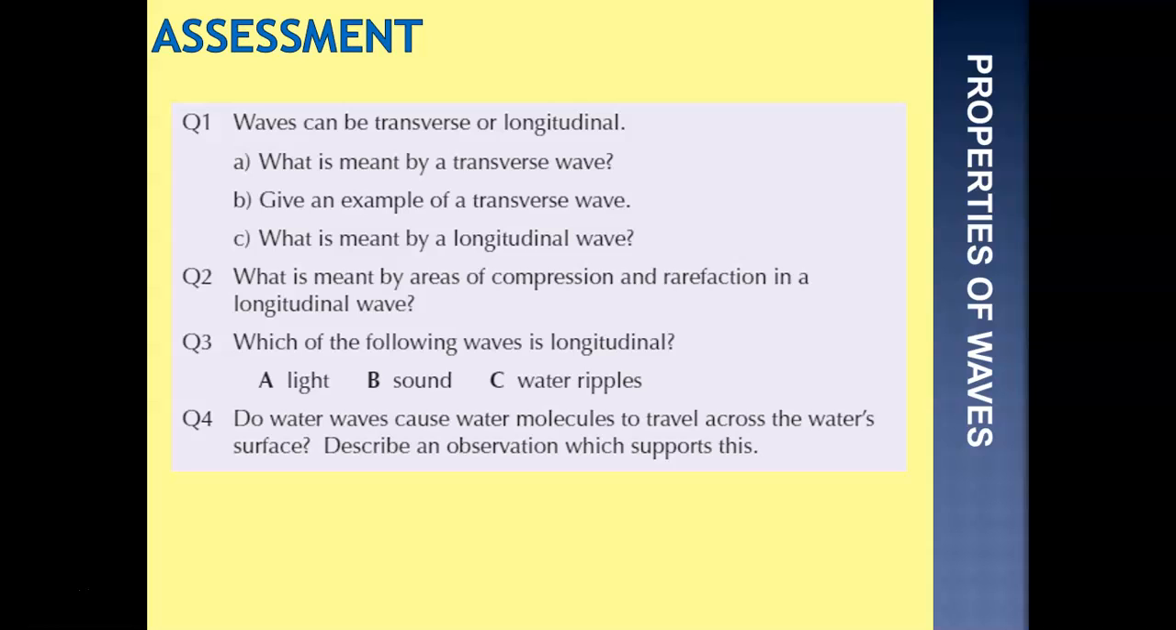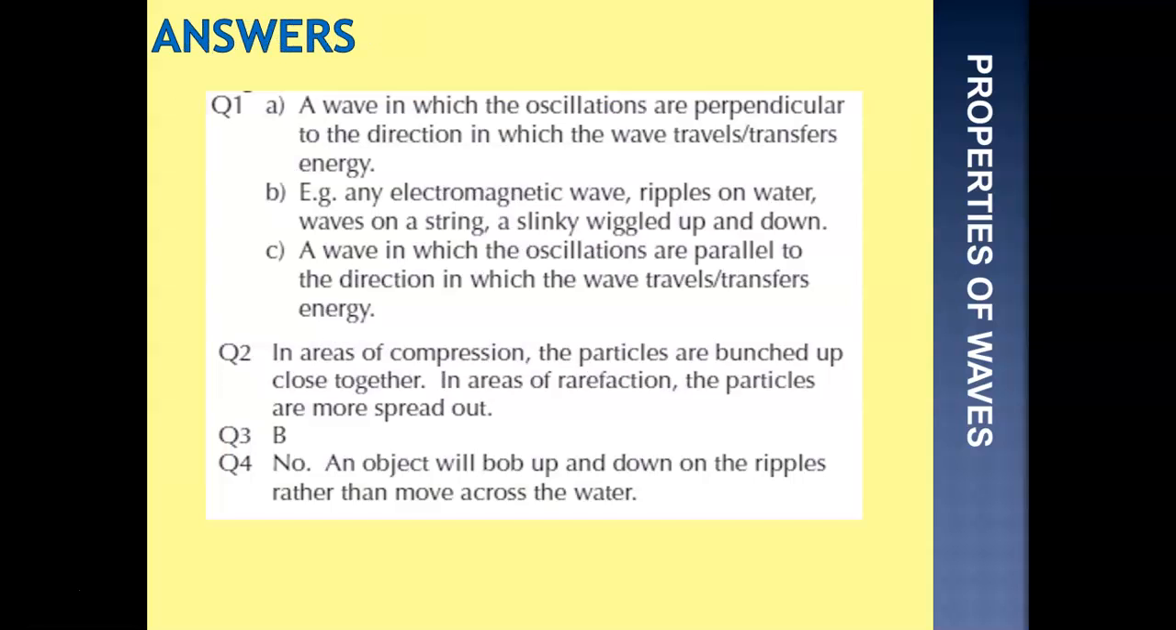Question 2. What's meant by the areas of compression and rarefaction in a longitudinal wave? In areas of compression, the particles are bunched up close together, and in areas of rarefaction, the particles are more spread out. Again, if you need to change your answer or get this down, please pause the video and do so.